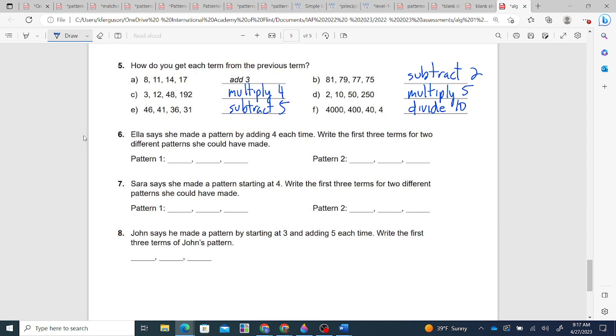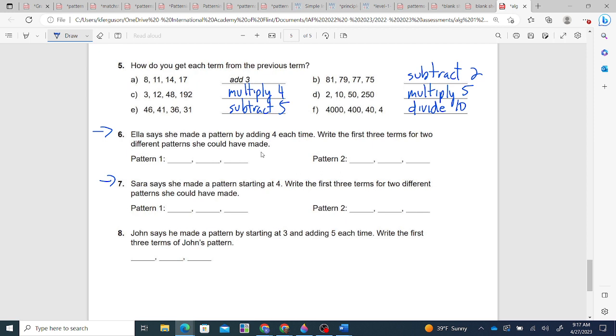Now, 6 and 7 are a little different. Ella says she made a pattern by adding 4 each time. Write the first 3 terms of 2 different patterns that she could make. So what's the one thing I know I need to do? I need to add 4. They don't tell me what to start with. They just tell me to make 2 different patterns. So I can start with whatever I want to.